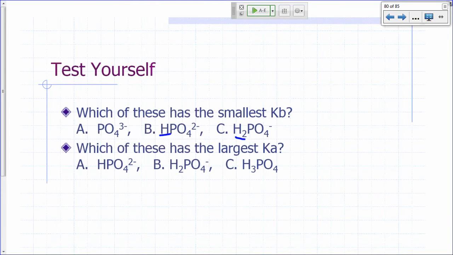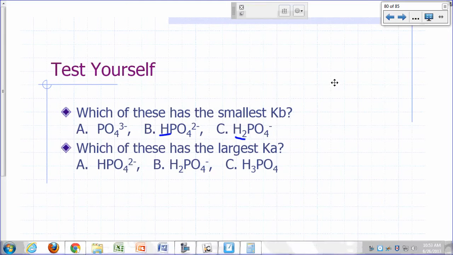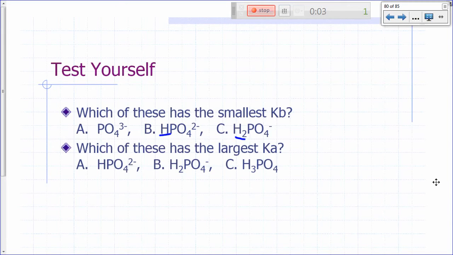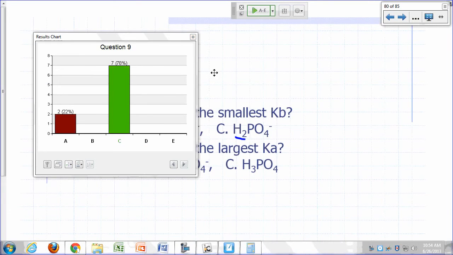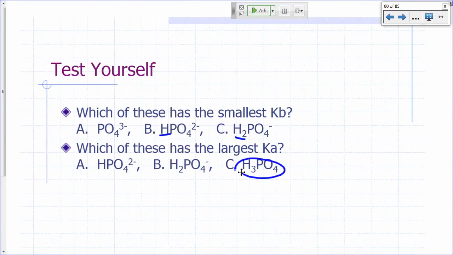How about the next one? Which of these is the largest Ka? So largest Ka means the strongest acid, right? Which one is the largest Ka? Largest Ka would be the conjugate of the weakest base, right? Very good. Okay, so this is the conjugate base of it.